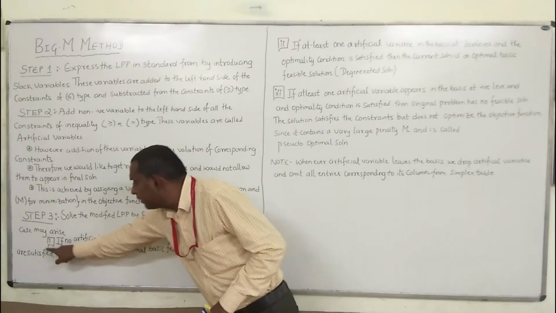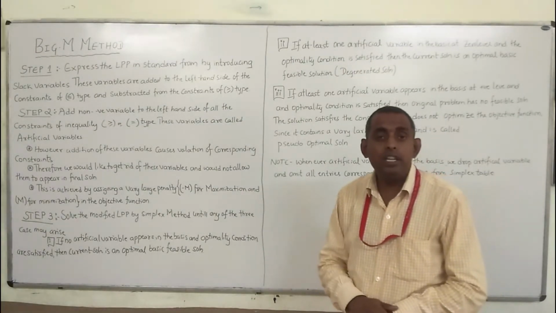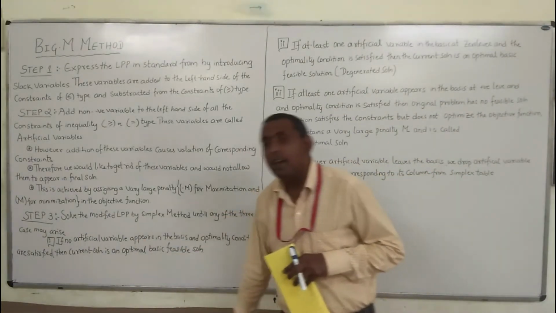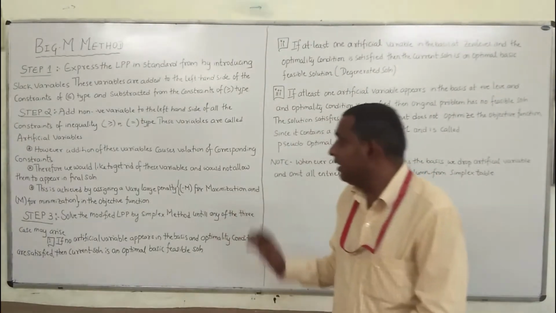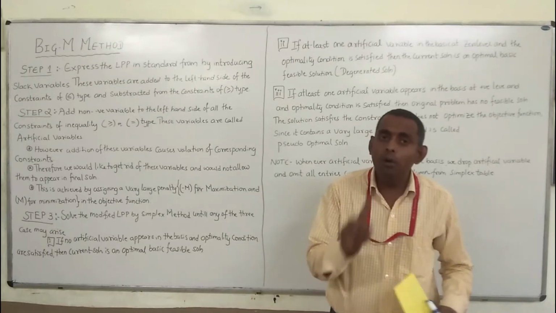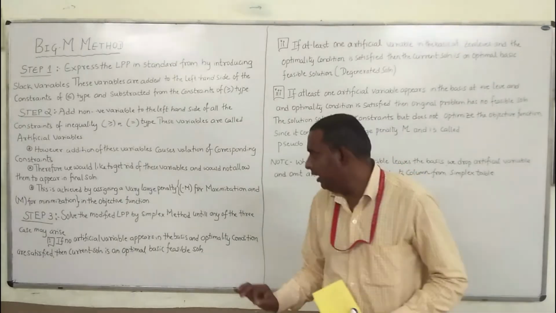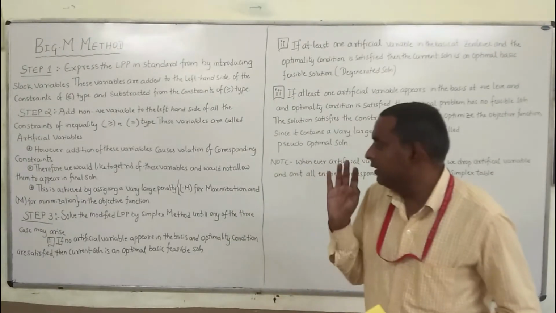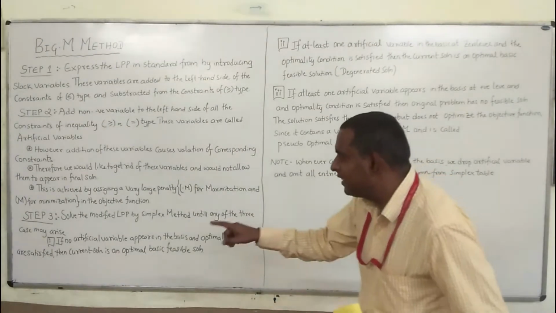Condition number 1: if no artificial variable appears in the basis and the optimality conditions are satisfied, then the current solution is an optimal basic feasible solution. This is case number 1.